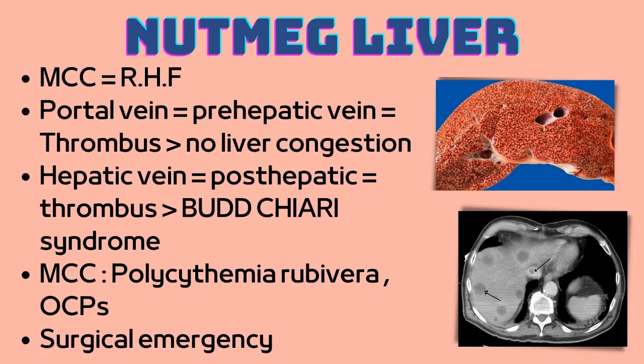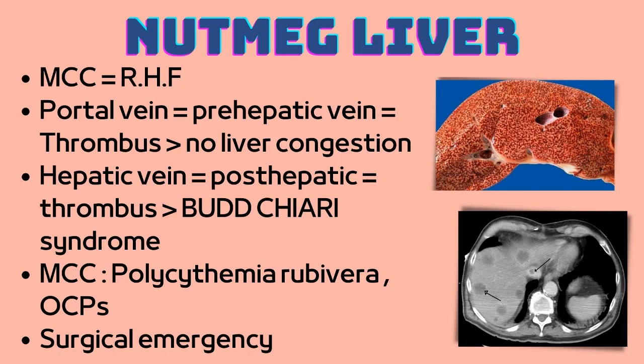Now let's put a thrombus in the hepatic vein. Let's call it Budd-Chiari syndrome. Most common cause, polycythemia rubra vera. Number two, birth control pills. Would you have a liver that looks like this and probably worse? Absolutely, because the hepatic vein drains the liver. You get this huge liver, and it looks a lot worse than this. There's a lot of hemorrhage, an absolute surgical emergency. You die 100% of the time if you don't have surgery.